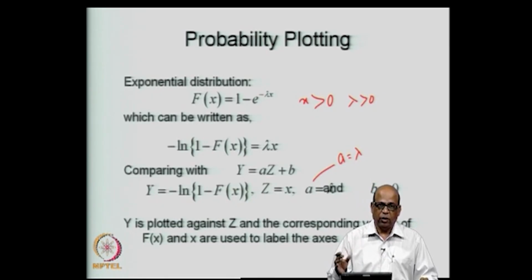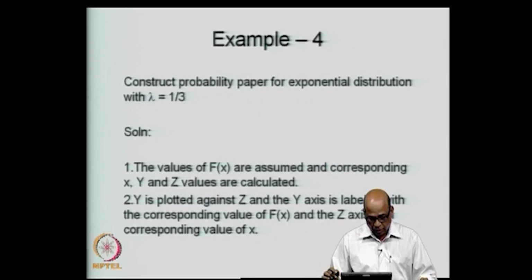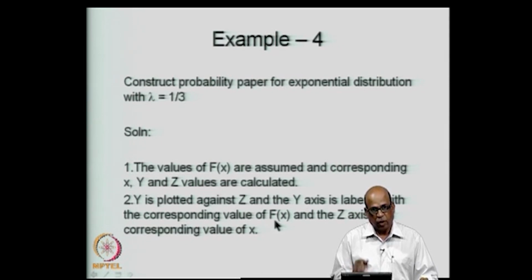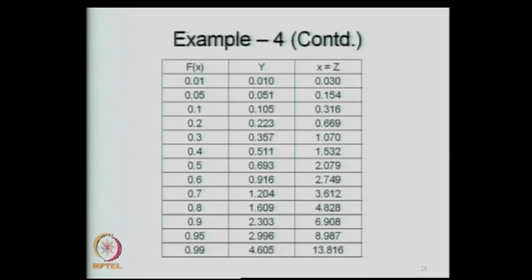plot y and z and label the associated axes by z as well as x as well as f of x, as I will demonstrate. So, y is plotted against z and the y axis is labeled with the corresponding value of f of x, and the z axis with the corresponding value of x. So, let us see what we do here.